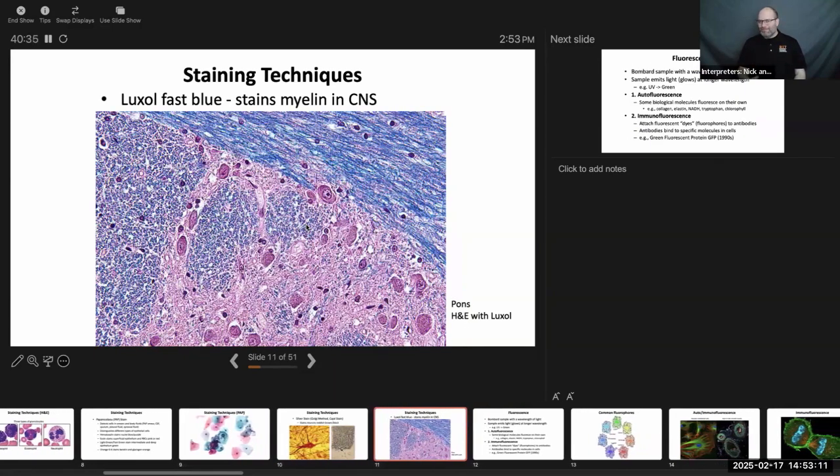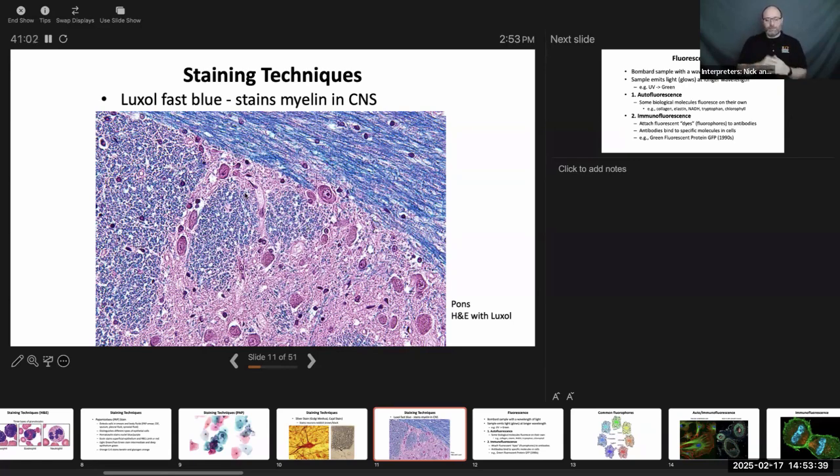Another technique that's also used specifically in the nervous system, in fact specifically in the central nervous system, is something called Luxol Fast Blue. It stains myelin. Myelin is a lipid that forms the insulation around axons in the nervous system. And so this Luxol Fast Blue is attracted to that particular lipid, that fatty substance that makes up myelin.